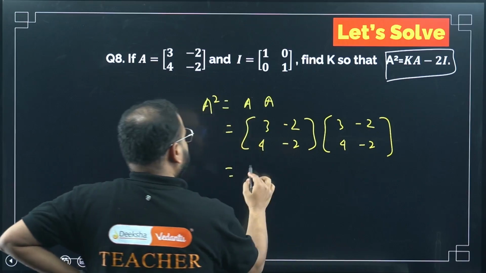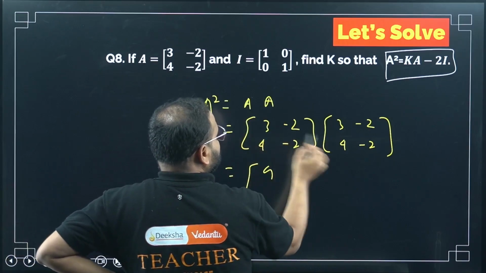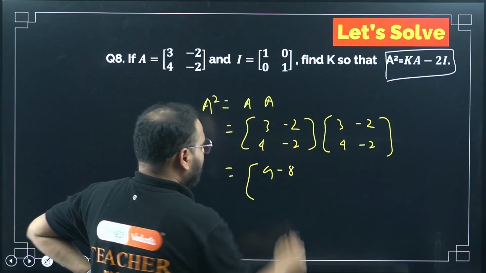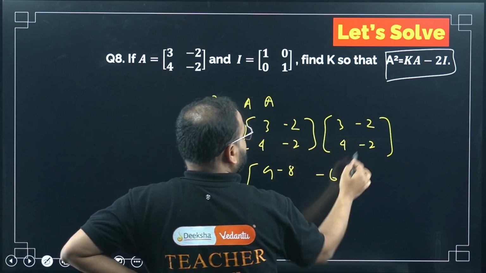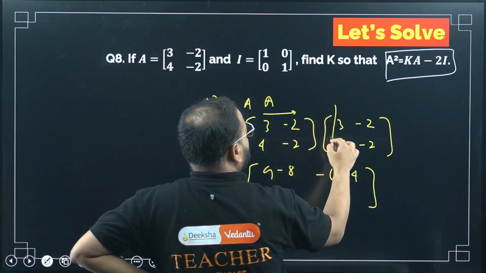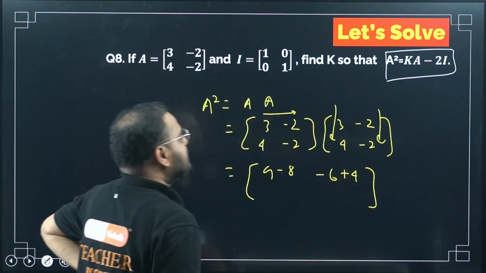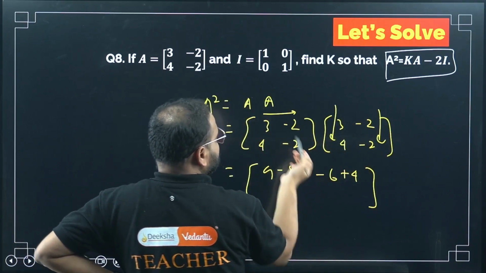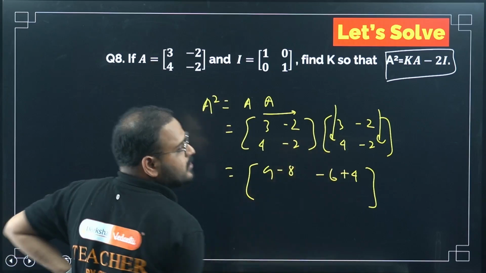Multiply here. 3 with 3, 9; minus 2 with 4, minus 8; 3 with minus 2, minus 6; minus 2 with minus 2, plus 4. Okay? First row, first column, first row, second column. Yes? 3 with 3, 9, minus 2 with 4 is minus 8. 3 with minus 2 is minus 6, minus 2 with minus 2 is plus 4.